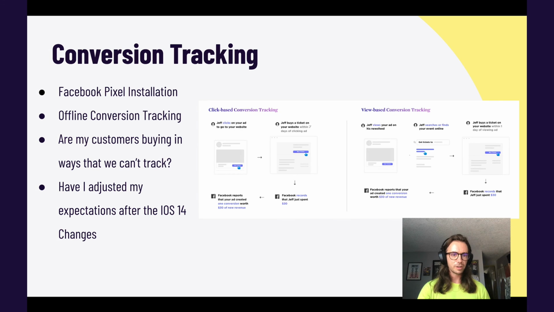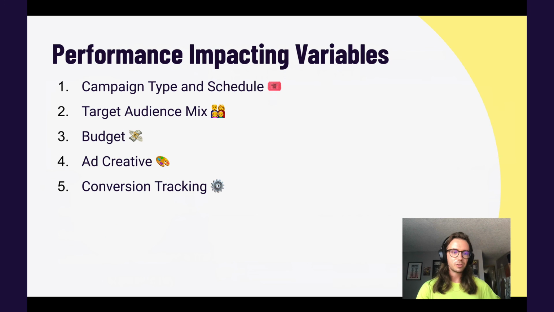So, y'all, that pretty much covers everything that I wanted to talk about in today's video. Let's back it up real quick and go over those 5 main variables one last time. First, it's the campaign type and schedule. Are we running a campaign sending people straight to our ticketing pages, or are we running an event response ad during the correct time period for when our customers are most likely to purchase or register?